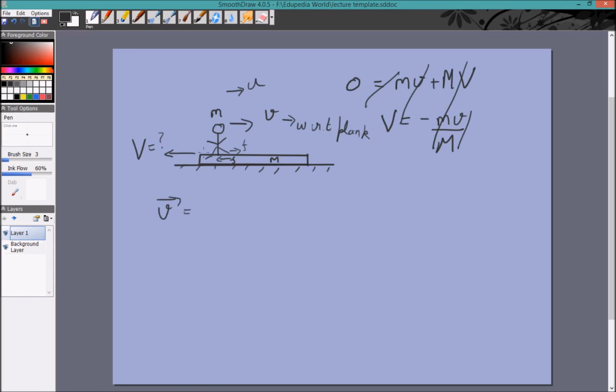So v, which is the speed of this man with respect to the plank, will be u, the speed of this man, minus the speed of the plank. Right, minus, but this will be minus capital V, because it's in the opposite direction. So it will be u plus V, or actually we can just write v is equal to u plus V because they're all in the same direction.